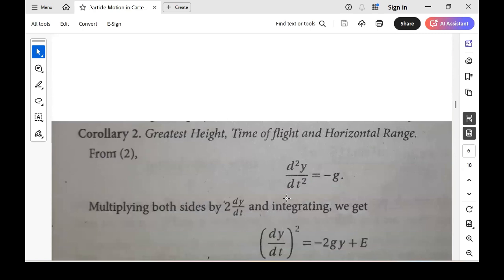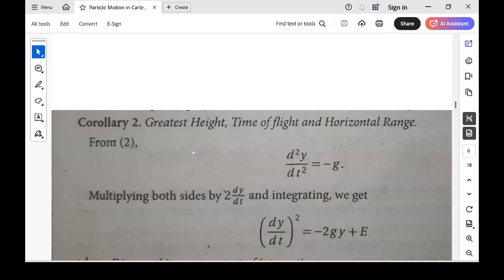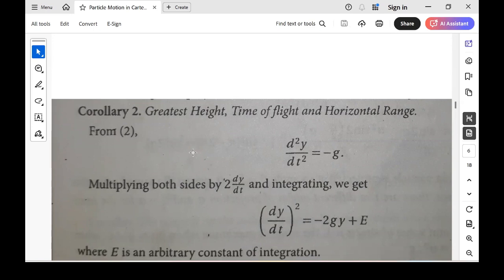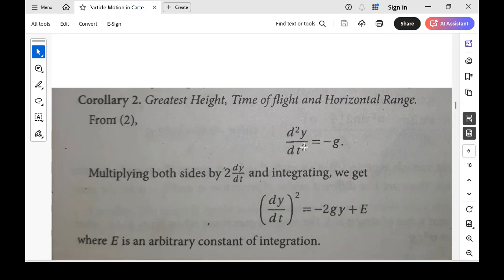Now, as I said, some of the physical ideas we need to get a clear idea from here. The greatest height, that means at what point the velocity becomes 0. So what we need here, we are again starting from the equation of motion with respect to the y-axis. But here, instead of integrating, we are trying to find out the dy/dt expression.